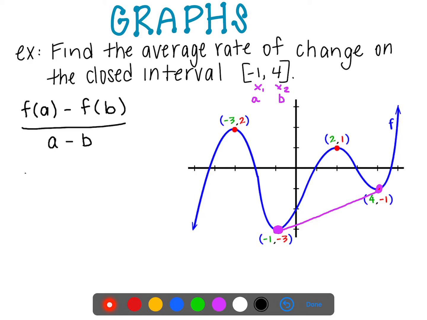So I end up with f of -1 minus f of 4, all over -1 minus 4. And just like with your slope equation, it's super important that you line up your x values and your y values. So if I started with -1 in the numerator, I have to start with -1 in the denominator. I can't flip-flop them.